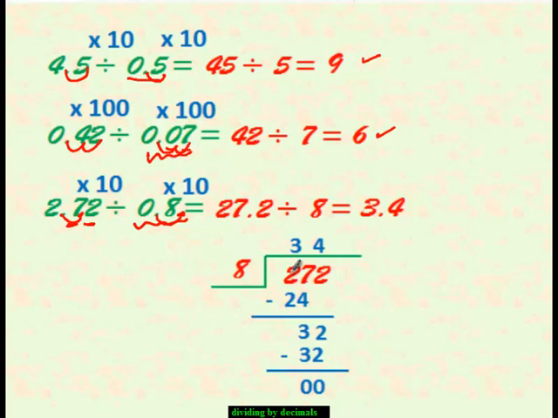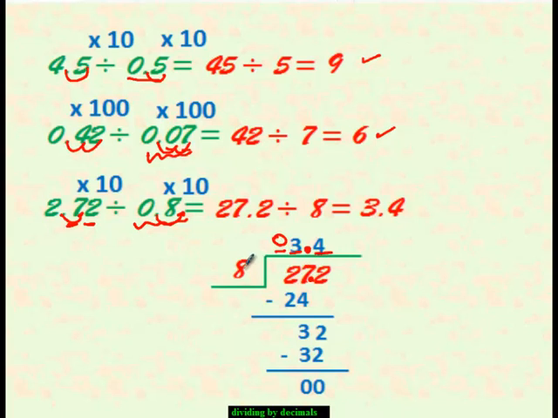So the number will be what? 27.2. Okay, how many places do I have here? 1, 2, 3. So I'm going to do it like this: 1, 2, and then the decimal. I have to put it here, and 3. Okay, 2 divided by 8, it can't be, so I'm going to put 0.